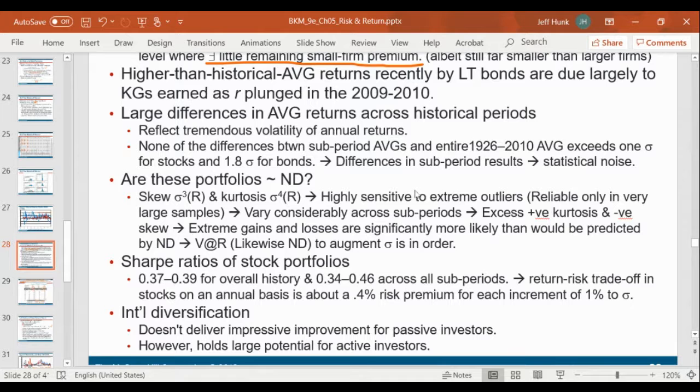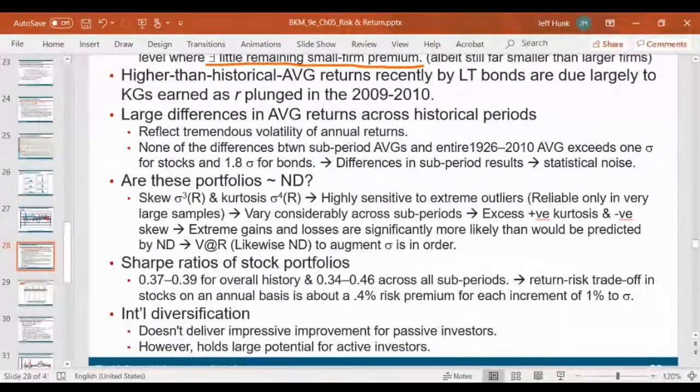But for bonds, the variance is relatively very small. So obviously, 1.8 standard deviations, in terms of standard deviation, is a large standard deviation, but in terms of numbers, it won't be that wide a range of variance, right? So differences in subperiods are nothing but statistical noise.